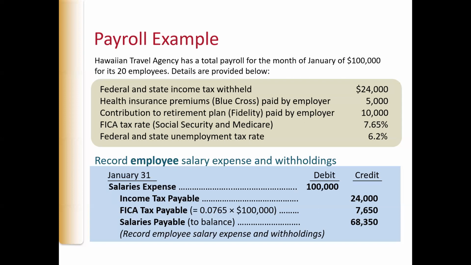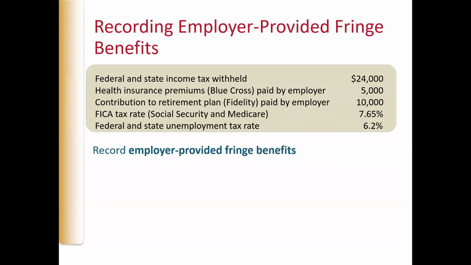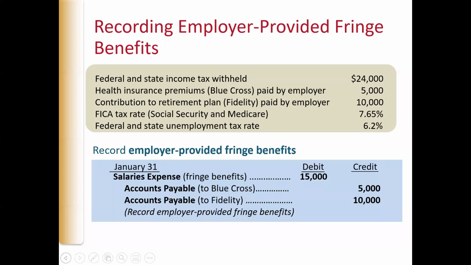Then the next piece that we'll look at is the employer benefits. So we'll debit our salaries expense. We'll credit an accounts payable for the health insurance. We'll credit an accounts payable for the retirement plans. But we show this under salaries because it still is a cost of having employees.